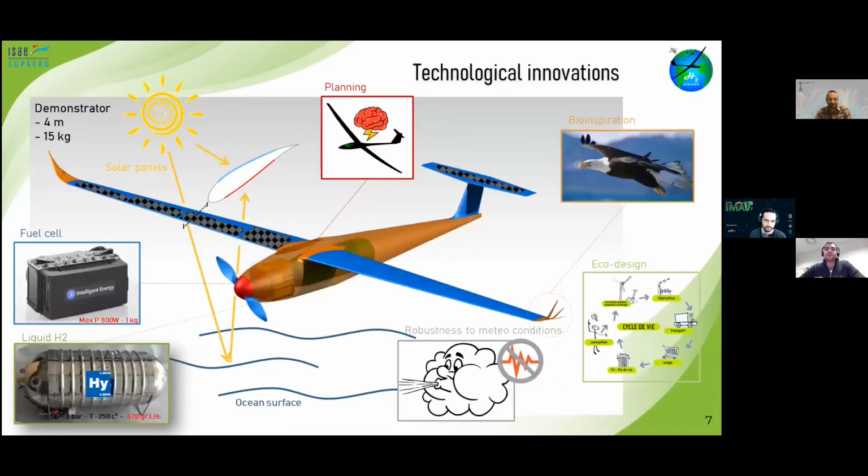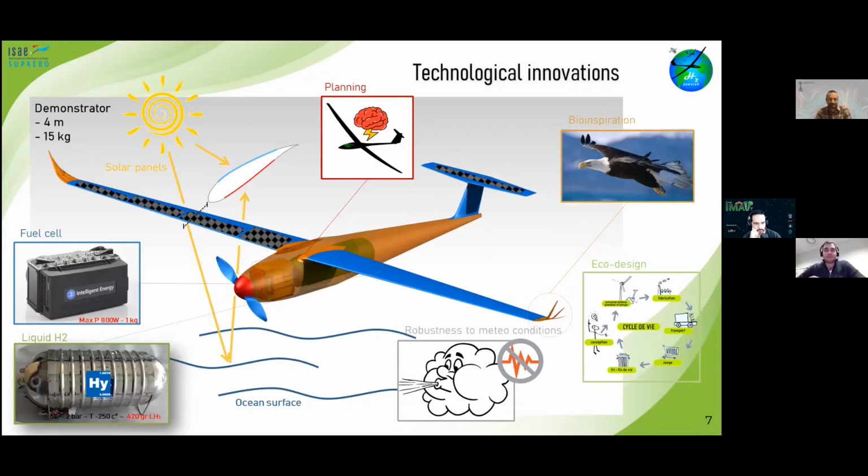For the technological innovations, we can imagine here a demonstrator with all of these dimensions that I previously told you, having a fuel cell and a liquid hydrogen tank. We are also developing controllers which are robust to the meteorological conditions. We are looking at what the meteorological conditions are along the journey, and we have global path planning along the journey. We also have projects which incorporate eco-design, meaning that for all the materials that we plan to use in the fabrication, we are thinking about the footprint that we are leaving.